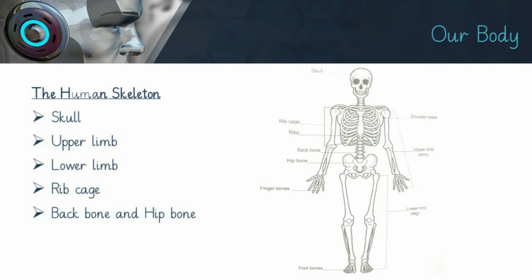Coming towards the rib cage, you can see that ribs are joined together to form a cage-like shape. So this is called rib cage. Our heart and lungs are protected by the rib cage. Backbone. Backbone supports our body and gives shape to our back. Hip bones. Two hip bones are joined to form the pelvis.